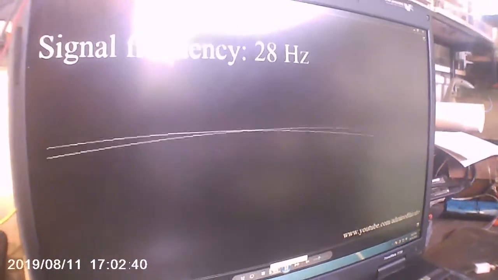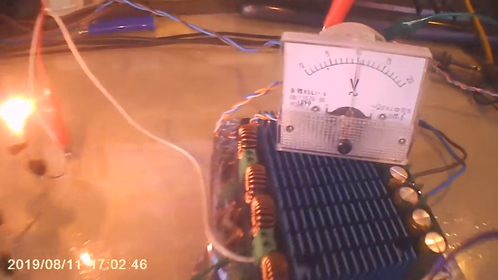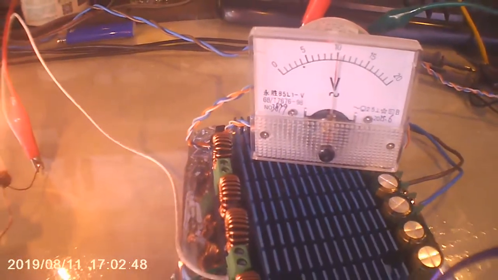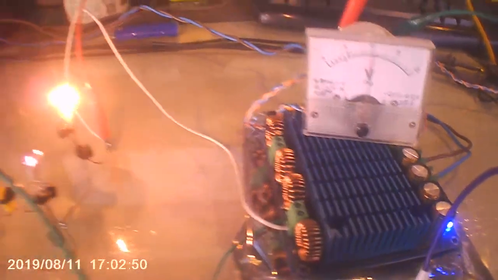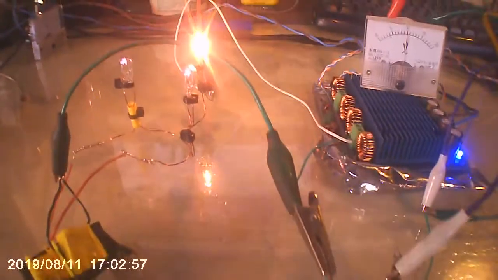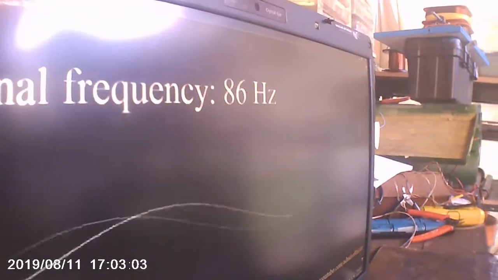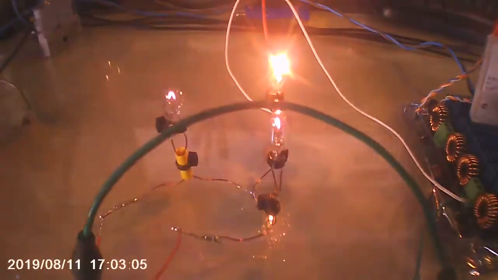25 Hertz, 26, 27, 28, 29, 30 Hertz. And that is indeed what we see. 10 volts, that's going across the entire output of the amplifier. And 240 milliamps. So now both these globes are on as it should be. We're up to 84, 85, 86, 87.